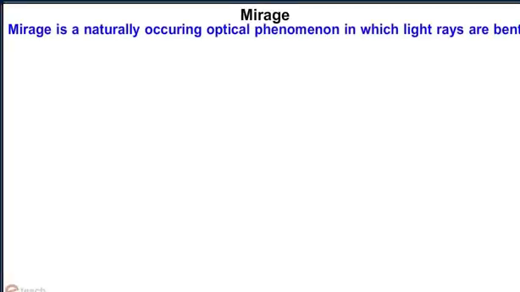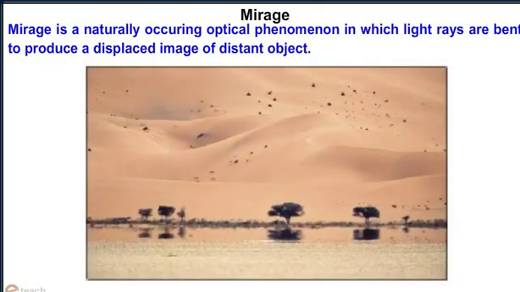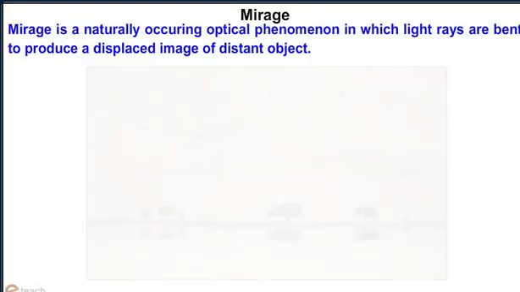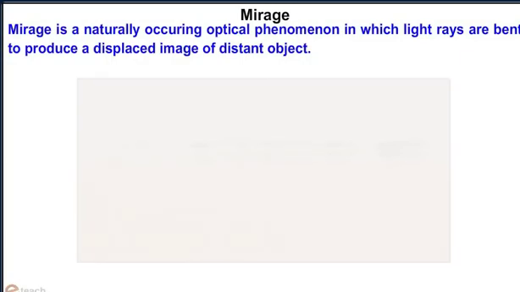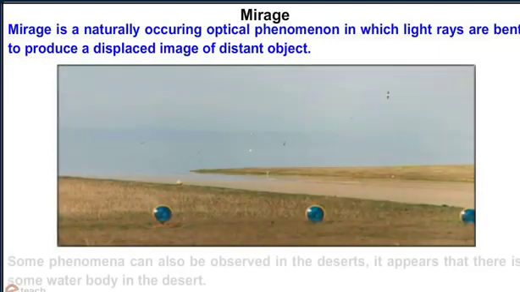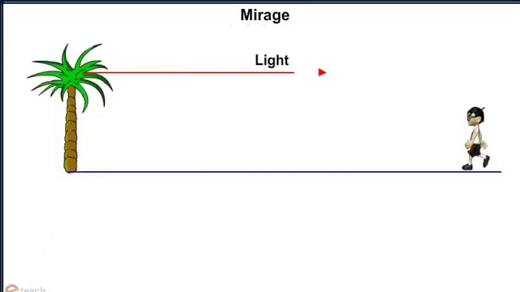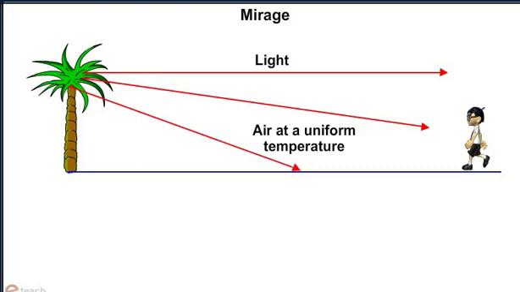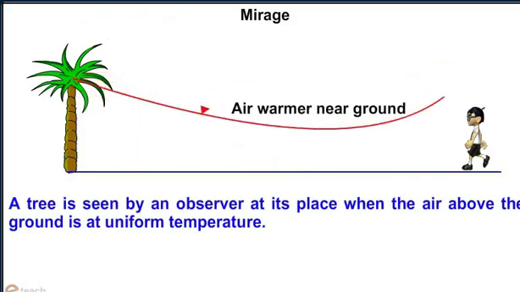Let us study about mirage. Mirage is a naturally occurring optical phenomenon in which light rays are bent to produce a displaced image of a distant object. Some phenomena can also be observed in the deserts. It appears that there is some water body in the desert. A tree is seen by an observer at its place when the air above the ground is at uniform temperature. This is also an example of mirage.